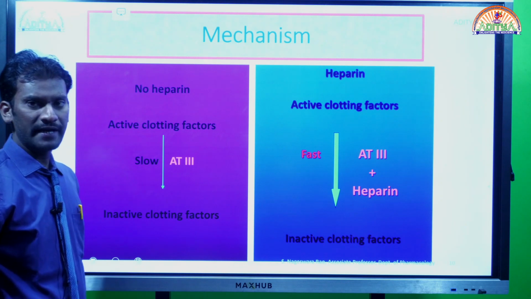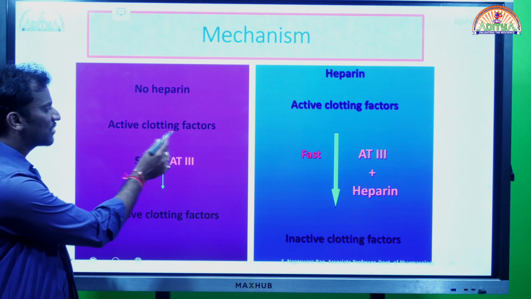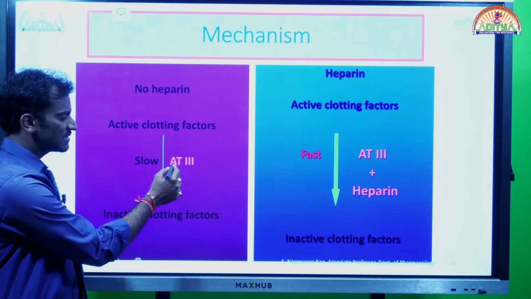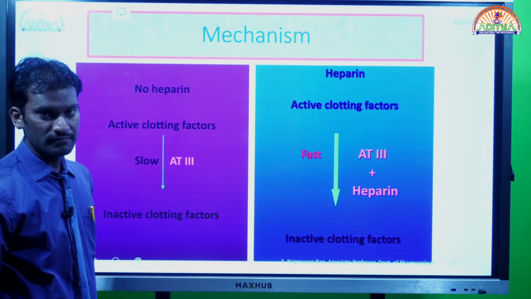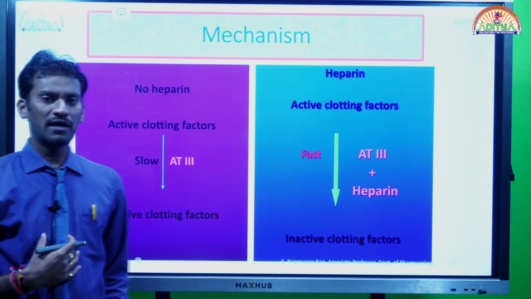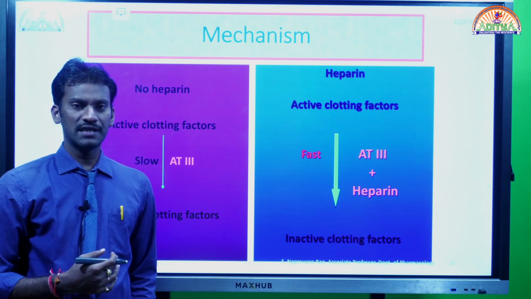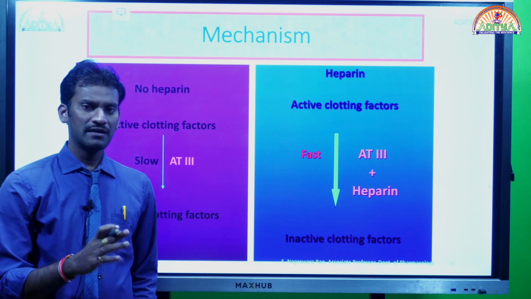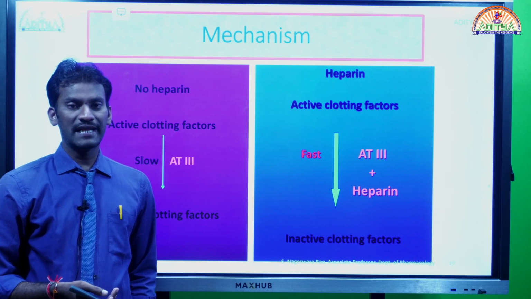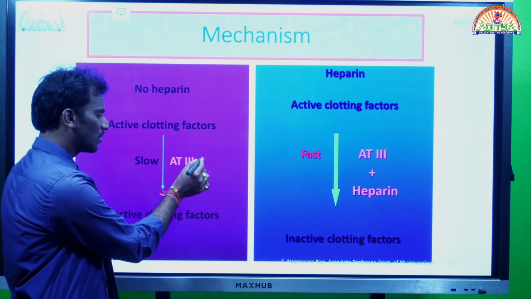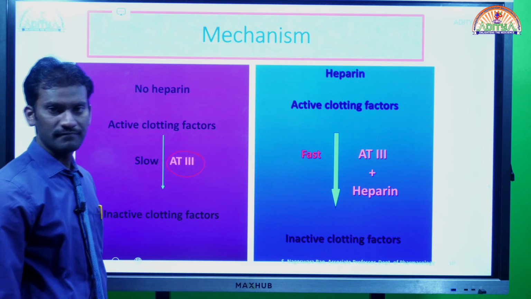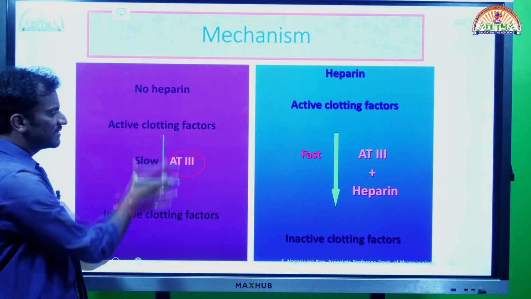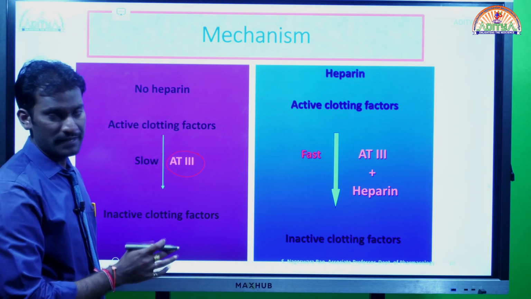When there is no heparin, the active clotting factors are converted to inactive clotting factors in the presence of antithrombin 3. In our body, by default, one protective mechanism is there. When any clotting factors are activated, they get converted into the neutralized, inactivated form in the presence of antithrombin 3. This is the normal process when heparin is not present.